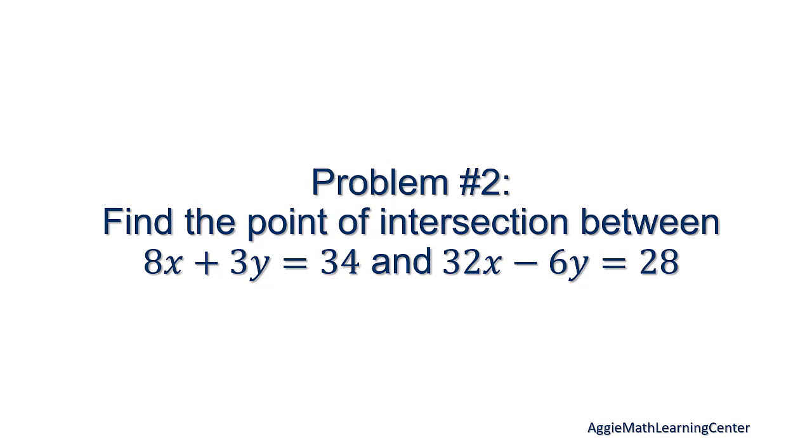For our second example, let's look at the equations 8x plus 3y equals 34 and 32x minus 6y equals 28. We are asked to find the point of intersection of the 2 equations. Pause and take a moment to give the problem a try.